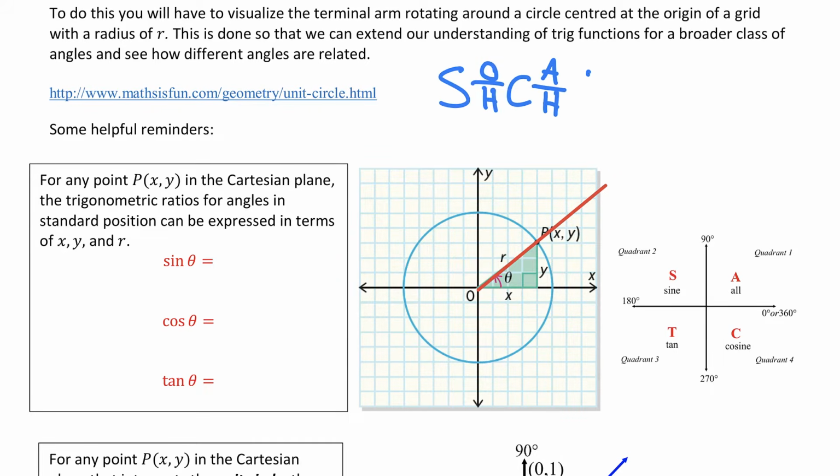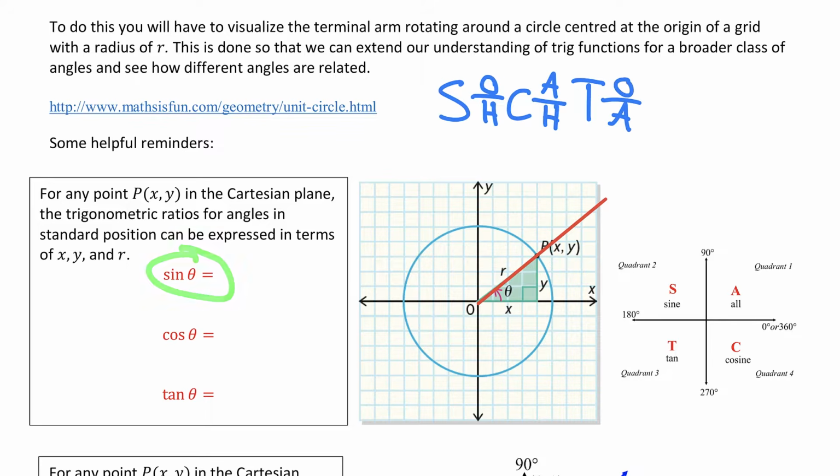Using SOHCAHTOA, if I want sine of theta, sine is opposite over hypotenuse, so from theta, I would do opposite, which is y, over hypotenuse, which is the radius. So sine of theta is y divided by the radius. Cos of theta, cosine is adjacent over hypotenuse, so from theta, adjacent is x, hypotenuse is r. So cosine of theta is x over r. And lastly, tan of theta, tan's opposite over adjacent, so from theta, that would be y over x.